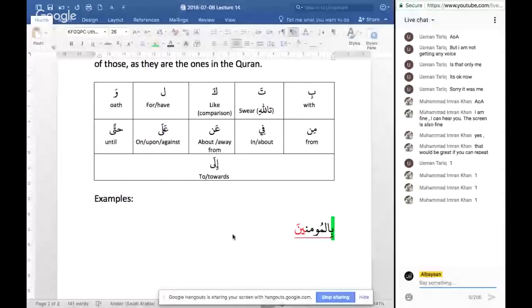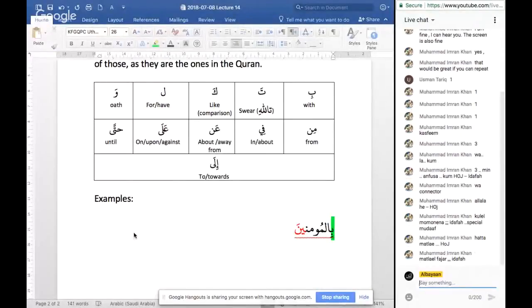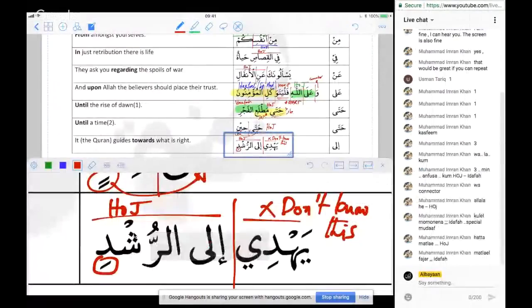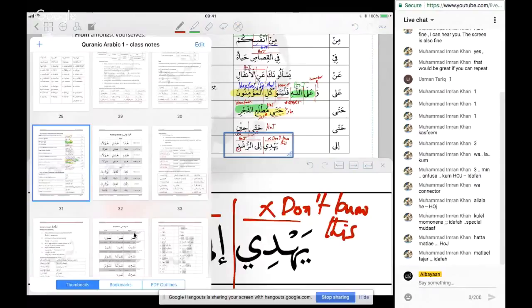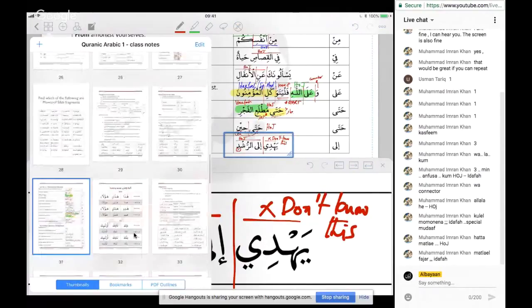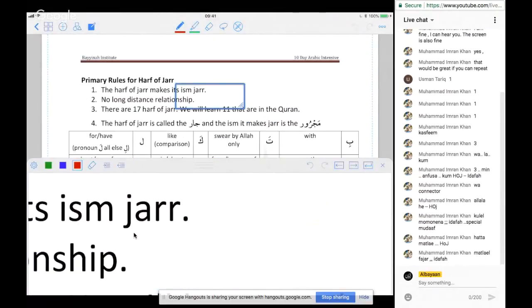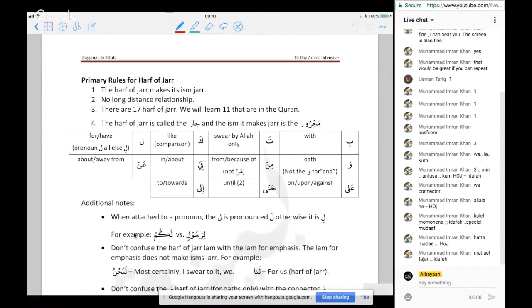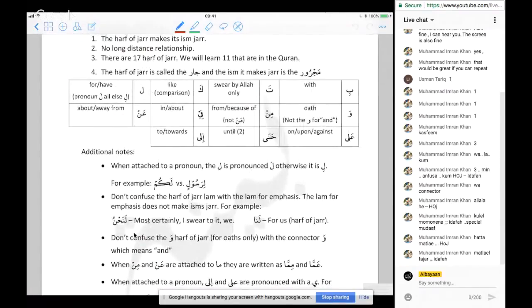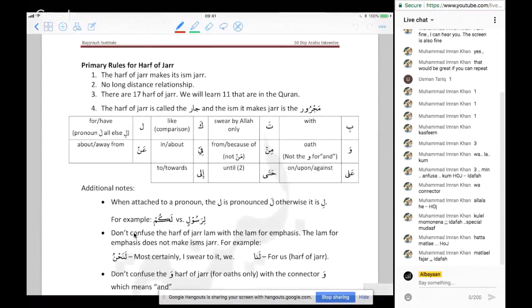Very good. I want to give you something to remember, if my machine performs. If not, then I will give you through your notes. Let's stick to the notes because my machine is a bit slow. I don't want to waste time managing it. So let's go to page 7 of your notes. There are a few things you should keep in mind when you do the harf of jar. All of what we have done so far is listed here.